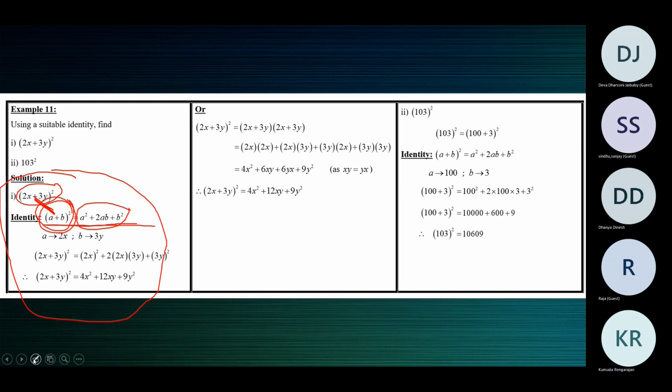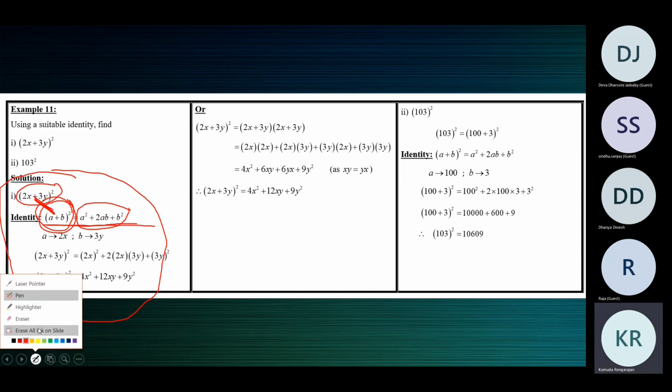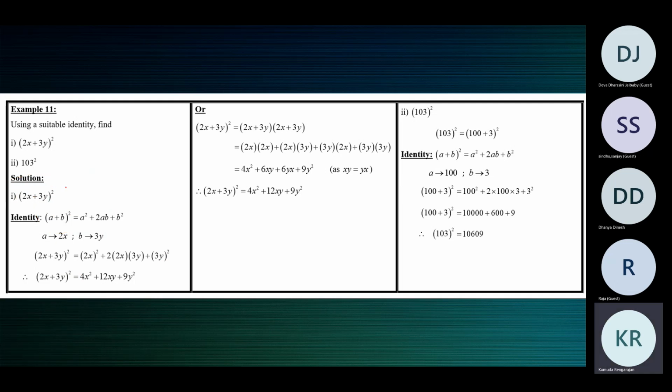So see how the answer is presented. First, you must identify the correct identity and write that. Then, what is a? 2x. What is b? 3y. That is the second step. Next, write the question. And see, that is for a plus b the whole square, this is the answer. For 2x plus 3y the whole square, this is the answer.